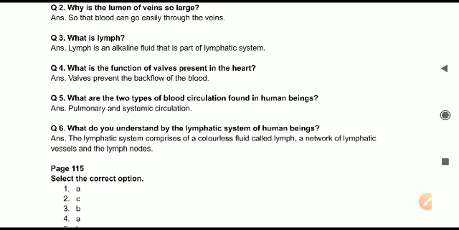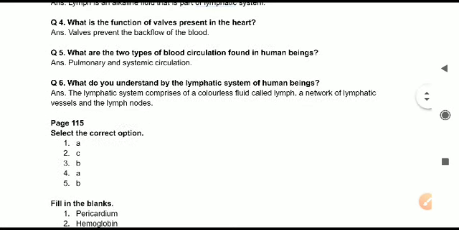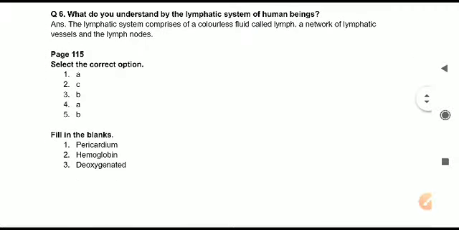Question 5, what are the two types of blood circulation? The two types of circulation are pulmonary and systemic circulation. Question 6, what do you understand by the lymphatic system of human beings? The lymphatic system comprises a colorless fluid called lymph, a network of lymphatic vessels and the lymph nodes. All these parts together form the lymphatic system. It is responsible for the immune system of the body.